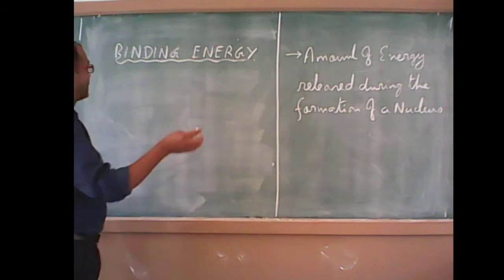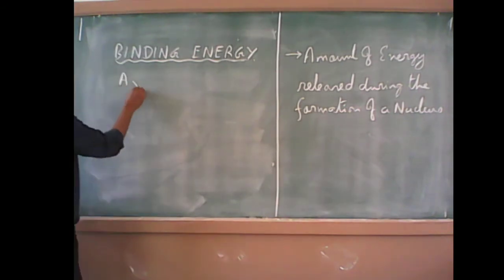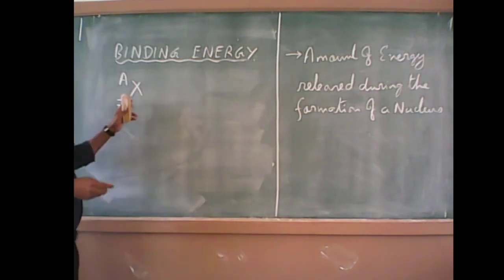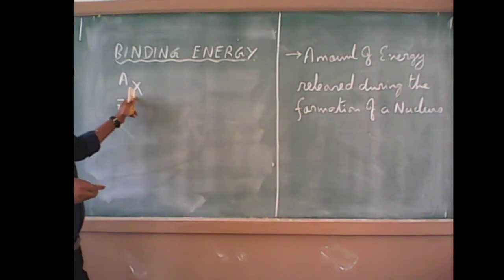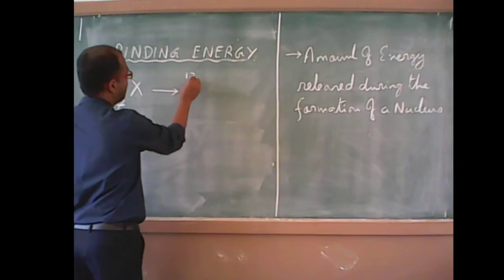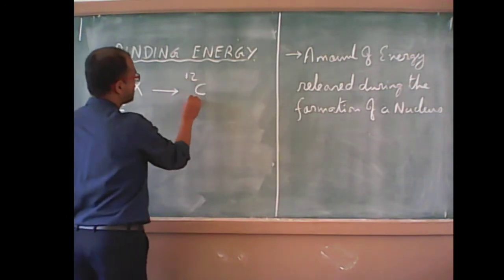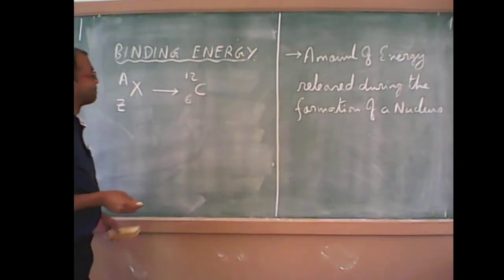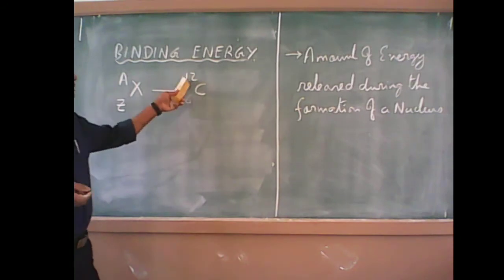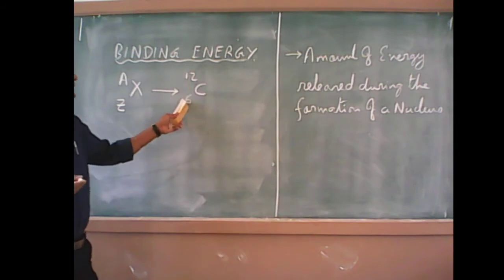So let us say we have a nucleus ^A X_Z. This is the common notation that we follow for a nucleus, where A is the mass number of the nucleus, Z is the atomic number, and X is the symbol of the element. For example, let me say I have a nucleus ¹²C₆, I denote it like this. So this is the nucleus for the element carbon. 12 is the mass number and 6 is its atomic number.